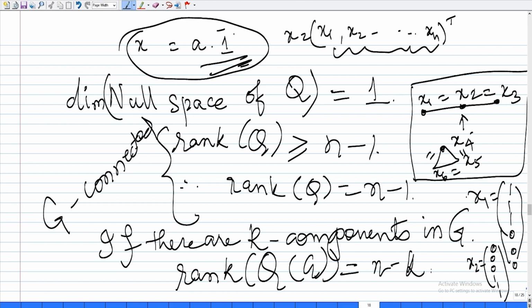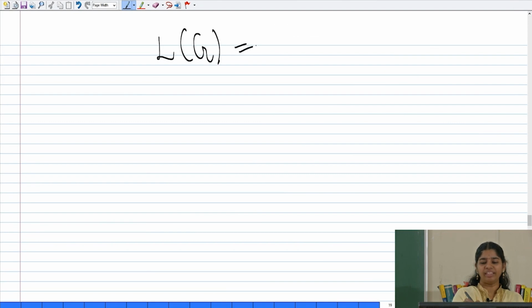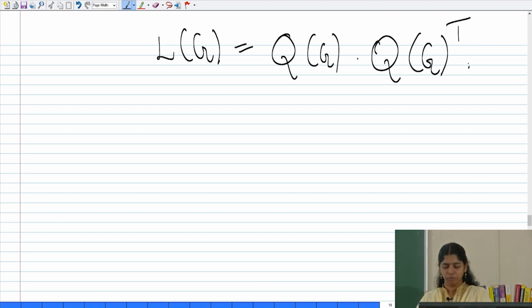So, now we will digress from here and go back to the Laplacian. The idea of going back here is I want to give you another representation, okay. With this Q in mind, if I want to represent my Laplacian, how can I represent it? I will give you the answer, and we will think about it. So, L of G is also equal to Q of G into Q of G transpose.